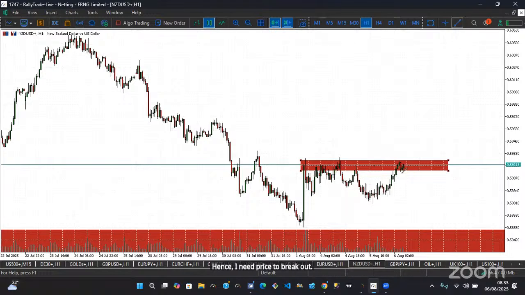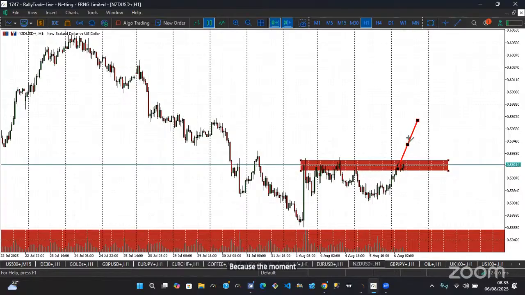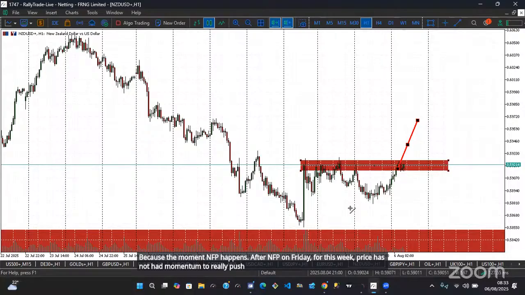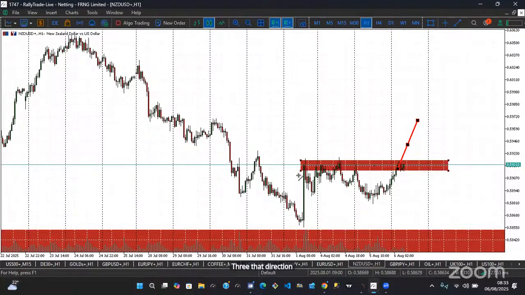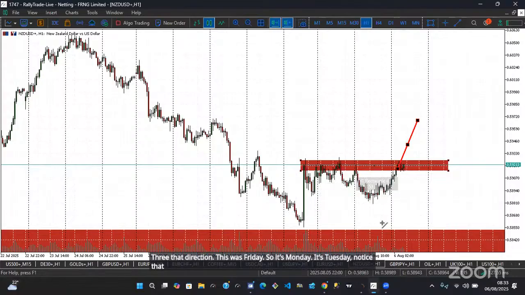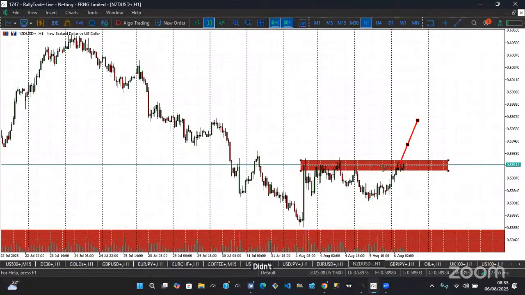I just need price to break out around these levels. Because the moment NFP happened, after NFP on Friday, for this week, price has not had momentum to really push significantly to either direction. This was Friday, this was Monday. Tuesday, notice that price range. Tuesday, price came down, went back up. It didn't close really bearish or bullish.